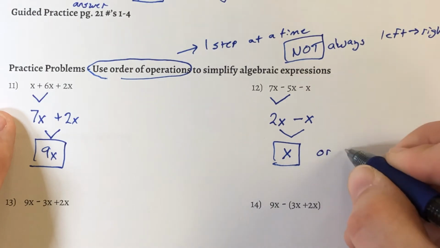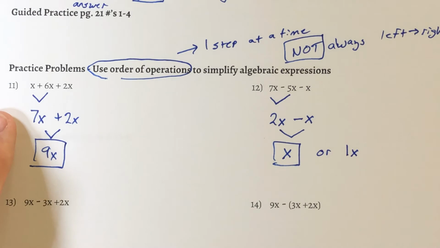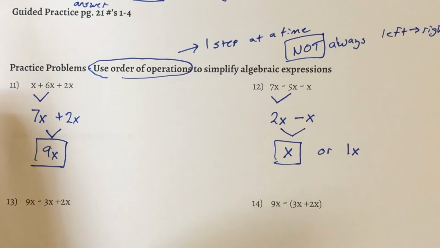Again, you can write the coefficient, but it's better to leave it off if it's 1. Next one.